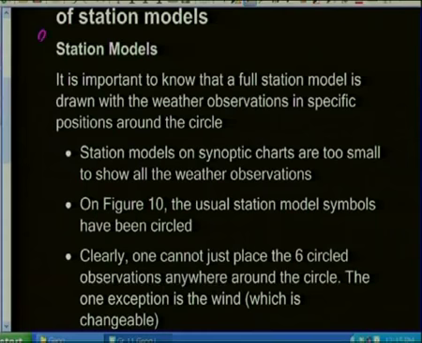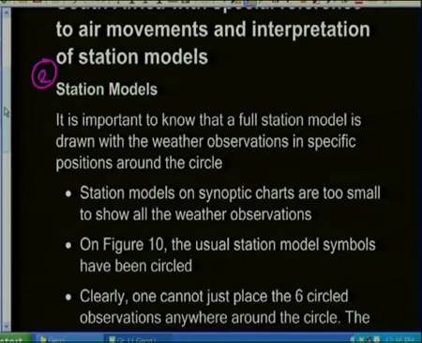Right, so let's have a look at station models in more detail. We have quickly spoken about the different air masses and how air is going to be interpreted or looked at on a synoptic chart.